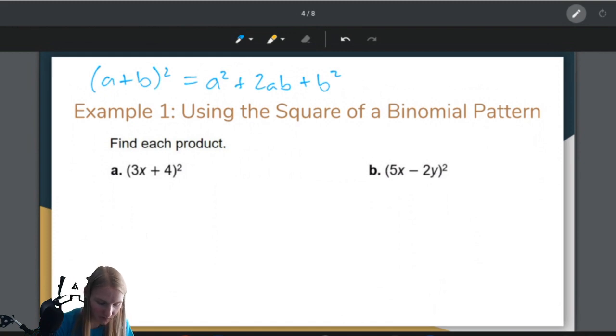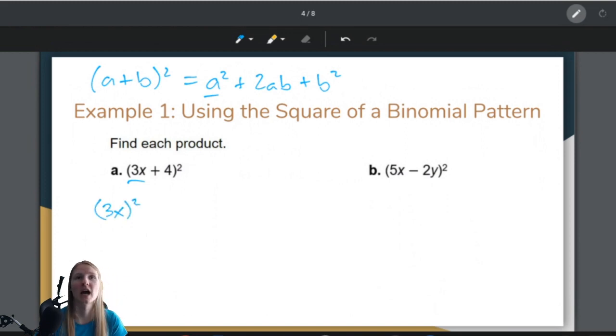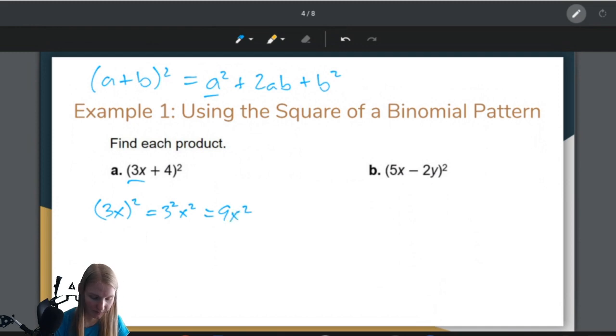So, first thing, for our a squared term, what we need to do is we need to take the first term, and we need to square it. So we're going to do (3x) all of that squared. The whole thing squared. And remember, when the whole thing is squared, it means that everything inside that parentheses gets a square. So this is 3 squared, x squared. 3 squared is 9. And the x squared just stays by itself.